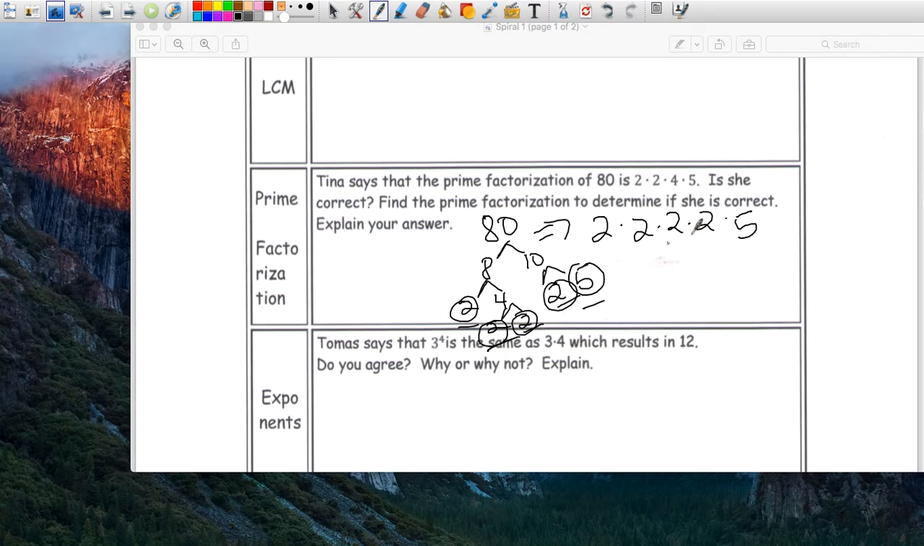So we can tell that Tina's not correct because she forgot to break that 4 down. The prime factorization would be 2 times 2 times 2 times 2 times 5, or better yet, 2 to the 4th times 5. Remember, prime factorization means that all the factors should be prime numbers, and hers wasn't, because this 4 is a composite.